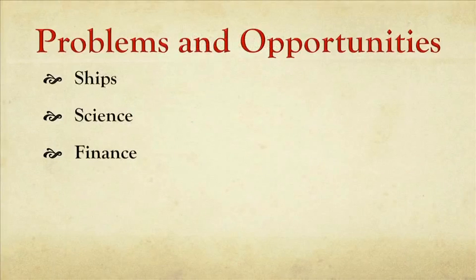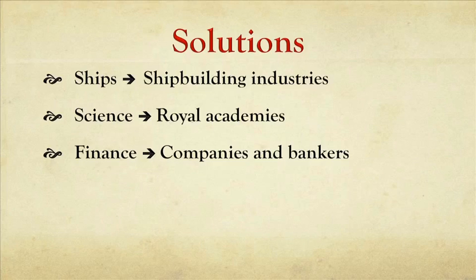Finance. How do they solve that problem? Well, to solve that problem, they'll need stronger and more powerful banks. And they'll need to align those banks with companies that can manage these commercial opportunities, favored by government monopolies. For example, the British East India Company.